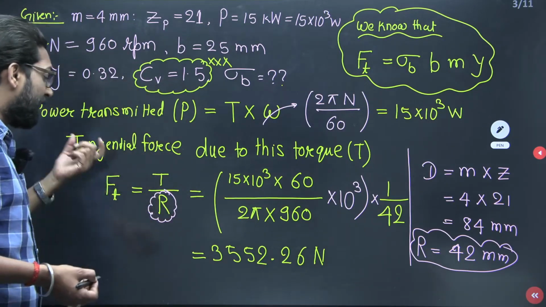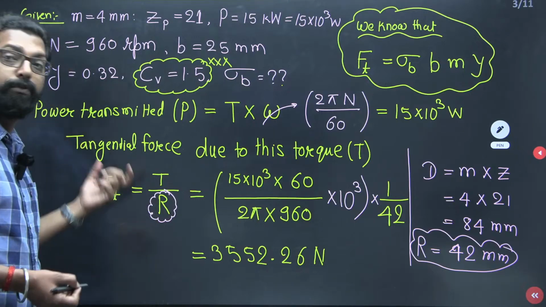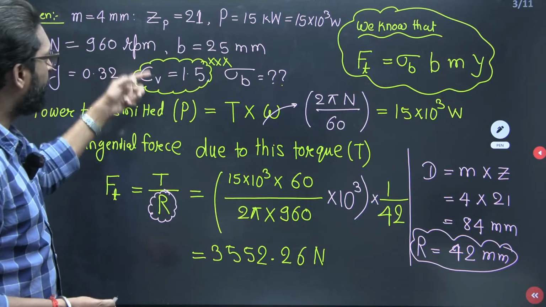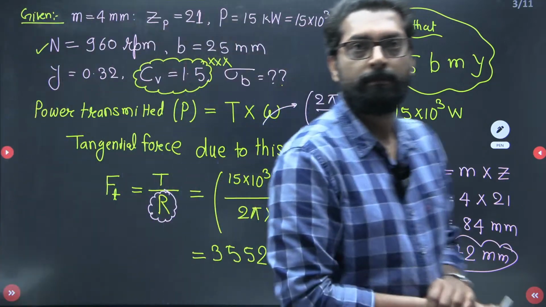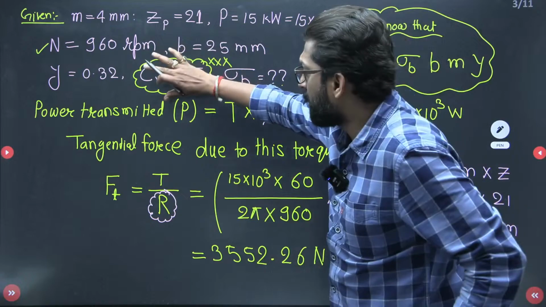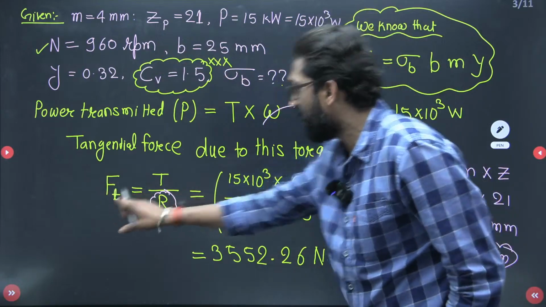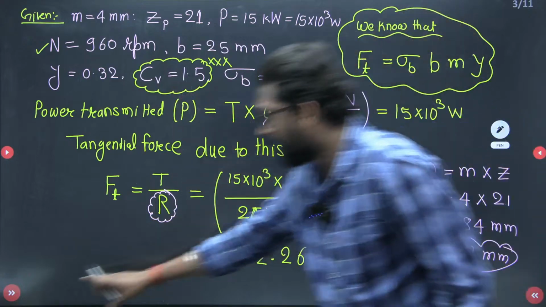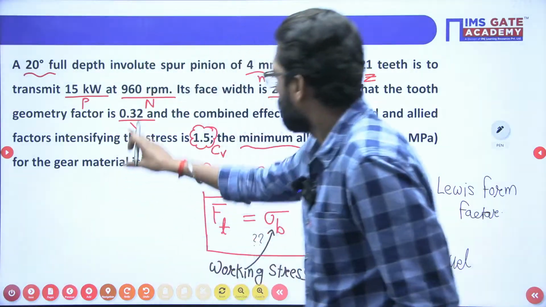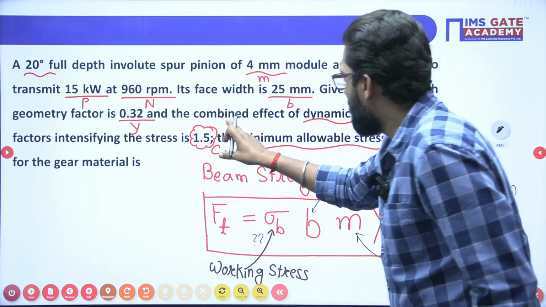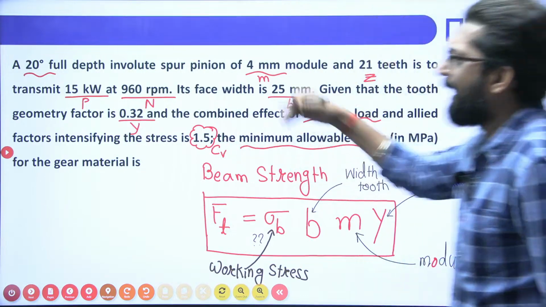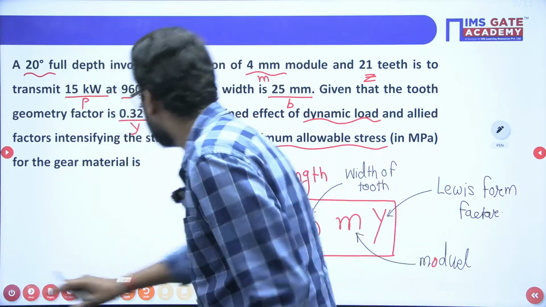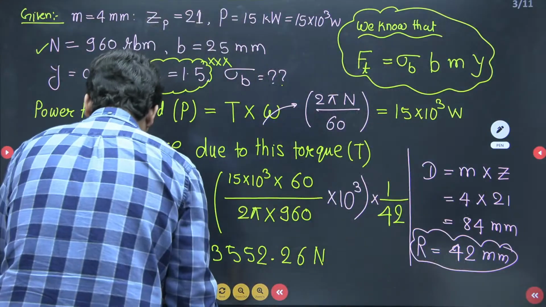You find the effective tangential force. How to find the effective tangential force? It is Ft into Cv. If Cv is not given, then you directly put this Ft into the equation. But here you have to consider the dynamic effect. The question itself says that the combined effect of dynamic load and allied intensified factor is given. So you have to calculate. How to adjust this?